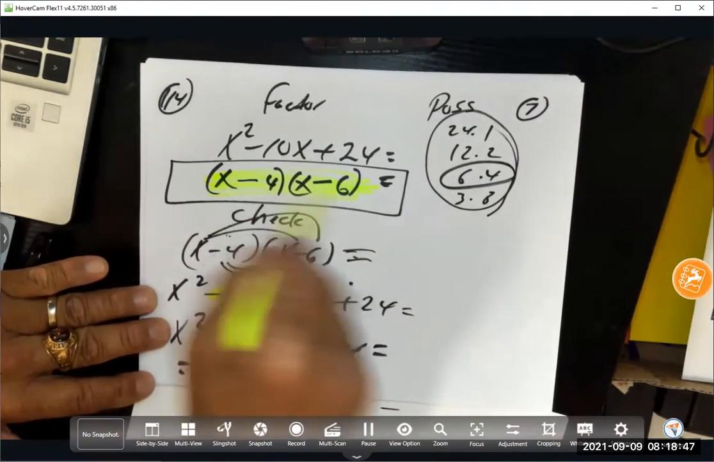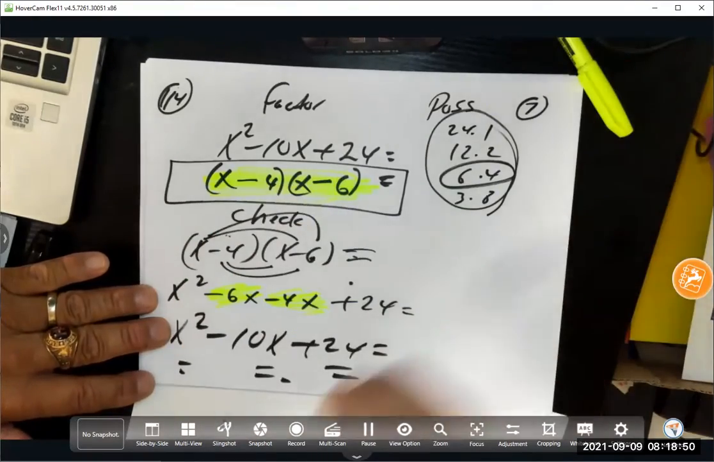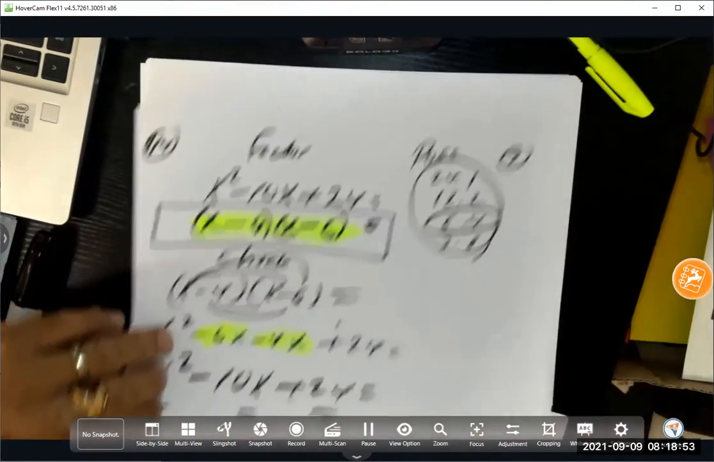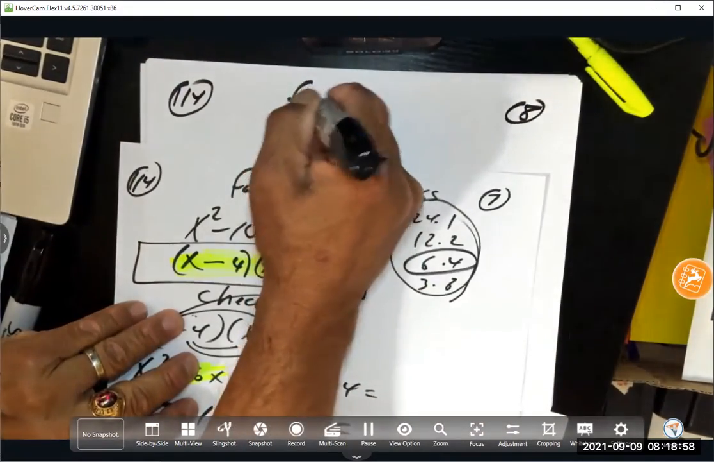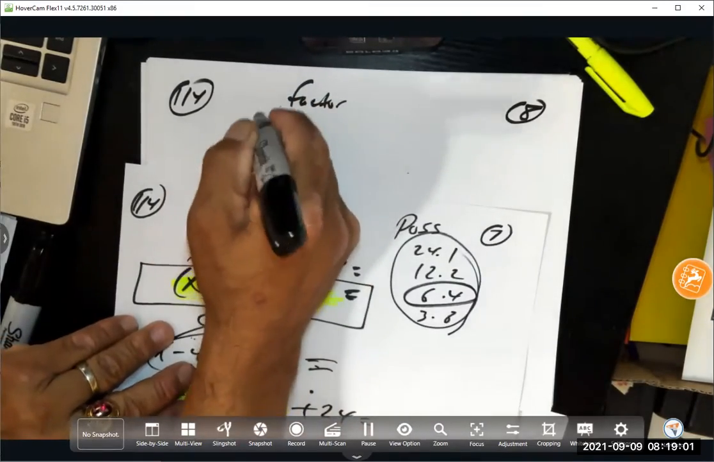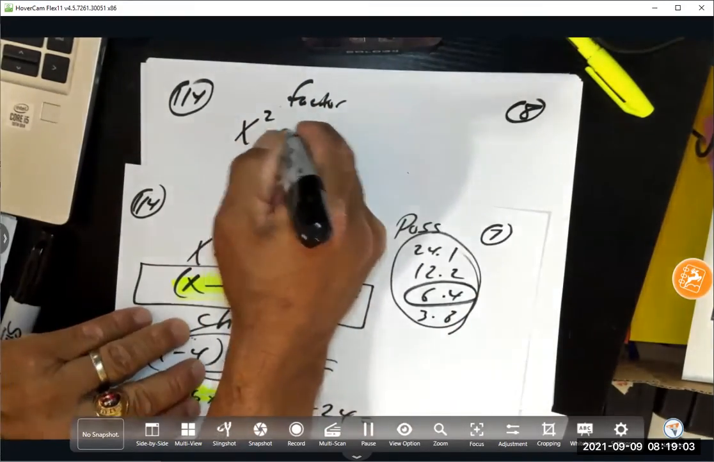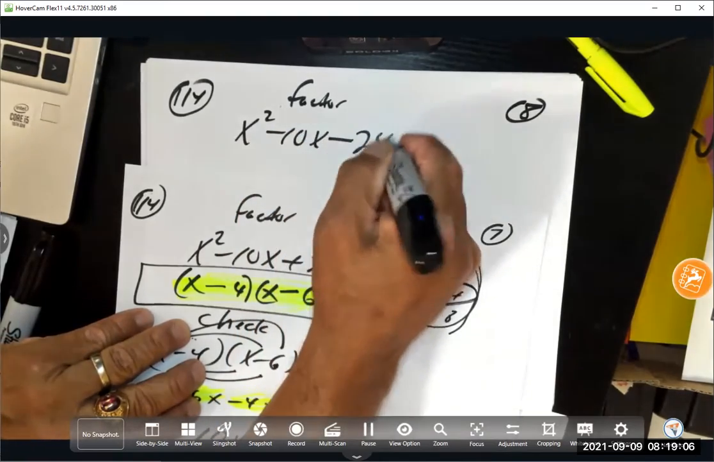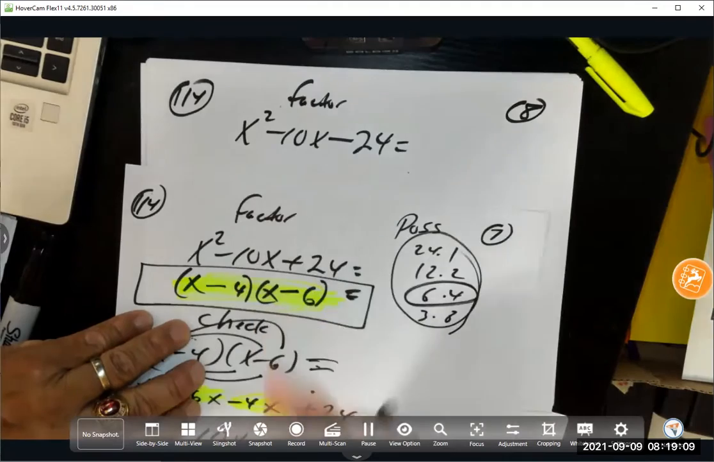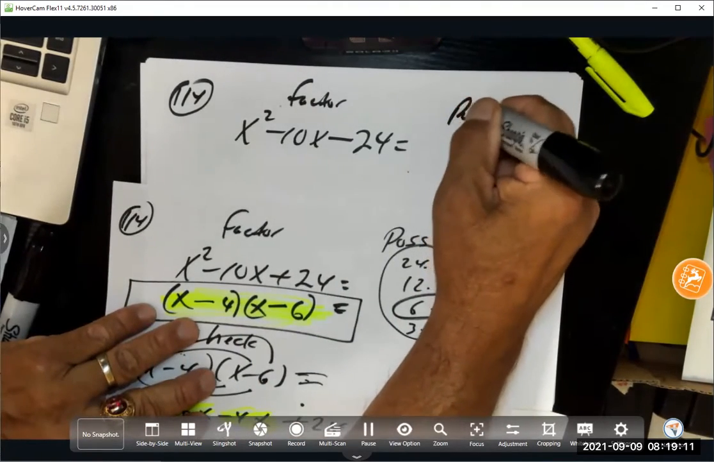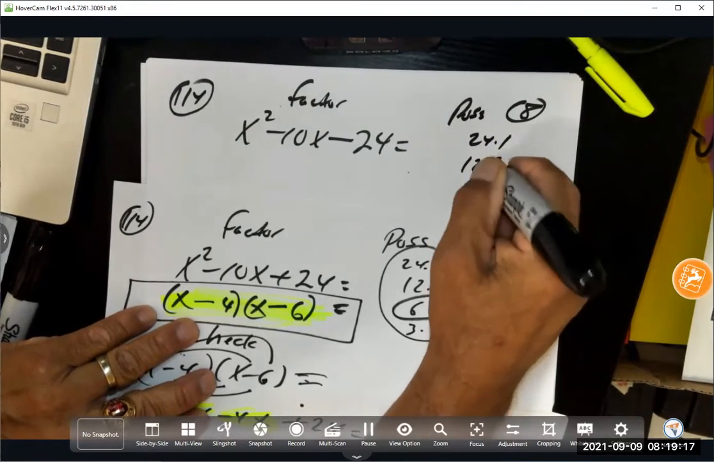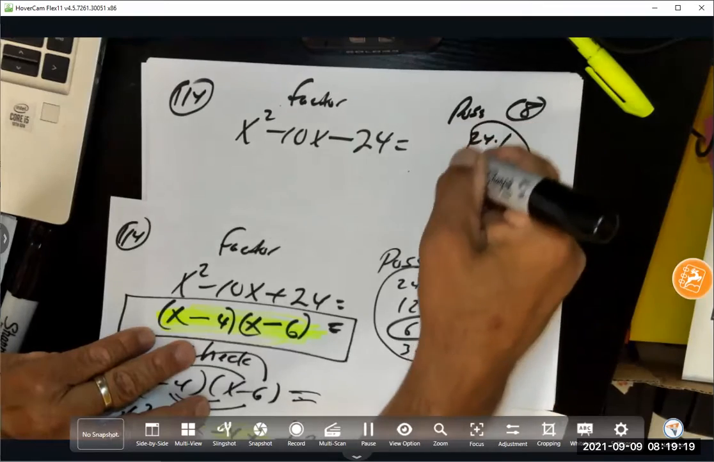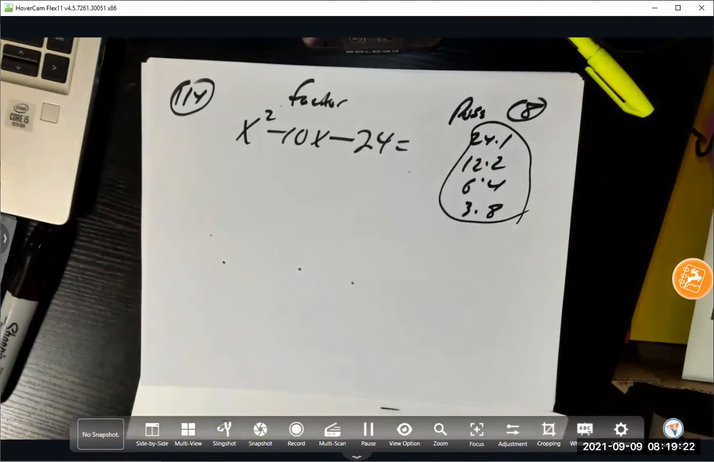Okay, let me change one of the signs and see what happens. All right, same kind of problem. See number 8. This is going to say factor. So how about x squared minus 10x minus 24? Okay, looks just like this one. It has double minus signs. And the possible numbers are still going to be the same thing. 24 times 1, 12 times 2, 6 and 4, 3 and 8. All these numbers are a bunch of 24s, right? But you got to get 10 in the middle.